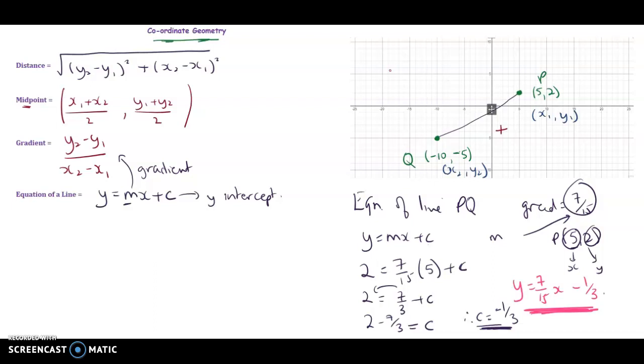Okay, everyone, so that has taken me to the end of this video. I covered distance, midpoint, gradient, and equation of a line. Hopefully, I may do another one on perpendicular bisector.